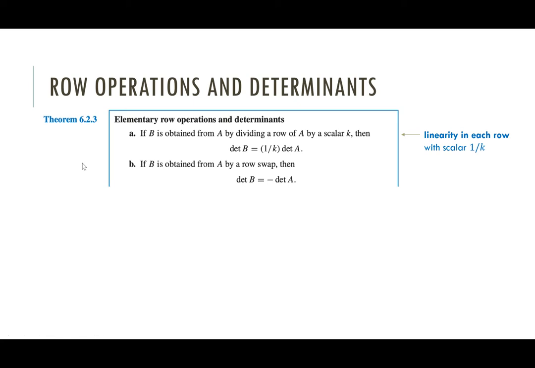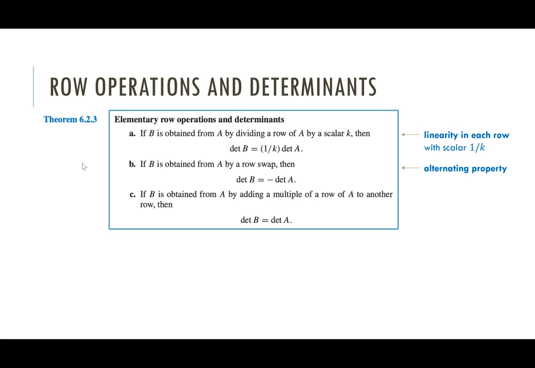Okay, another elementary row operation is row swap. We've already seen, okay, if you swap two rows, then the determinant changes sign. This is just a statement of the alternating property. And then finally, if the matrix is obtained by adding a multiple of one row to another, then the determinant doesn't change. So let's see why that's true.